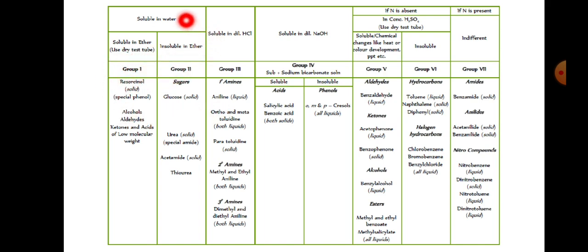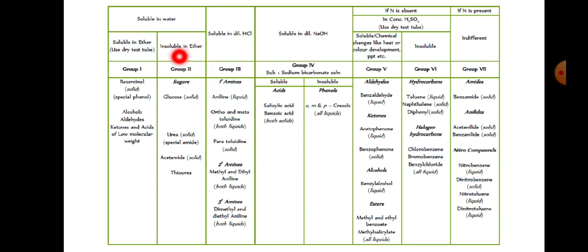Okay, so this is what we have discussed. Group 1: after checking the solubility of your sample in water, if it is soluble, then it could be group 1 or 2. If it is soluble in ether, then it could be resorcinol, alcohol, aldehydes, ketones and acids. Usually you should remember that in group 1, the compounds usually have low molecular weight. If they are insoluble in ether, they are present in group 2.